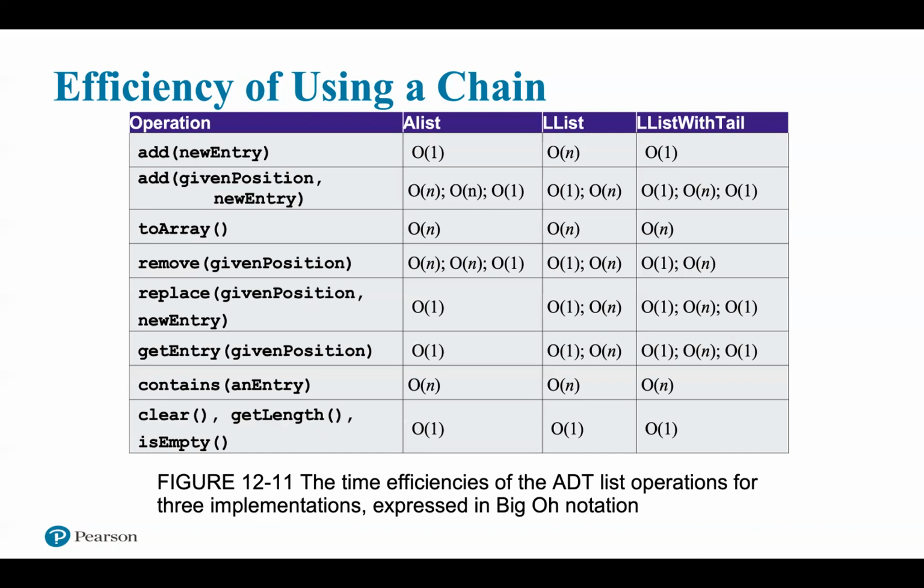Figure 12.11 summarizes the time complexities, using big O notation, of the operations of the list, as we're showing here, for the implementations that use an array and a chain of list nodes. For some operations, two or three complexities are given. The first indicates the time required for an operation at the beginning of the list. The second is for the operation at positions within the list. And the third, if it exists, is for operations at the end of the list.